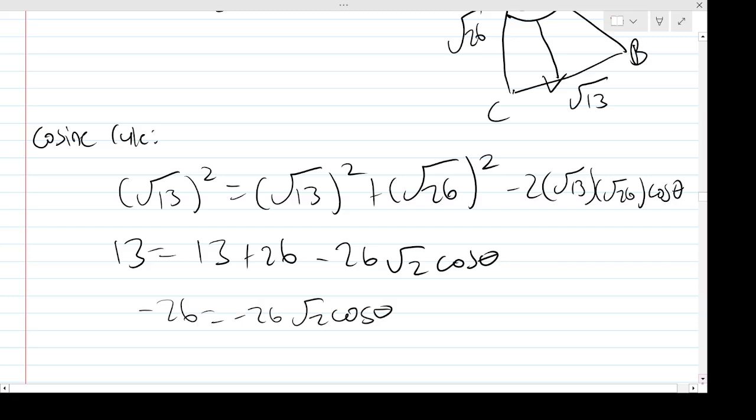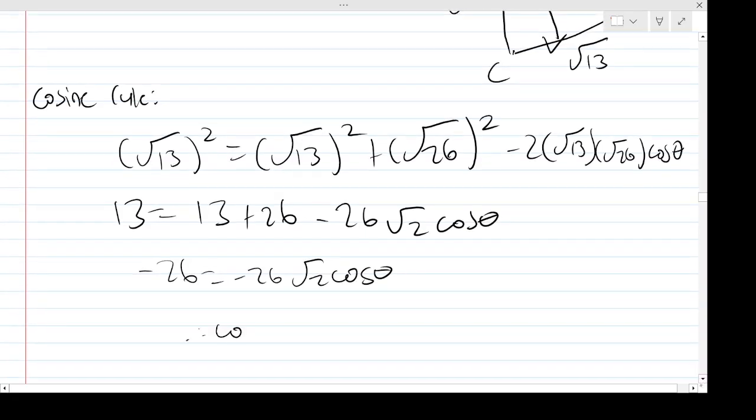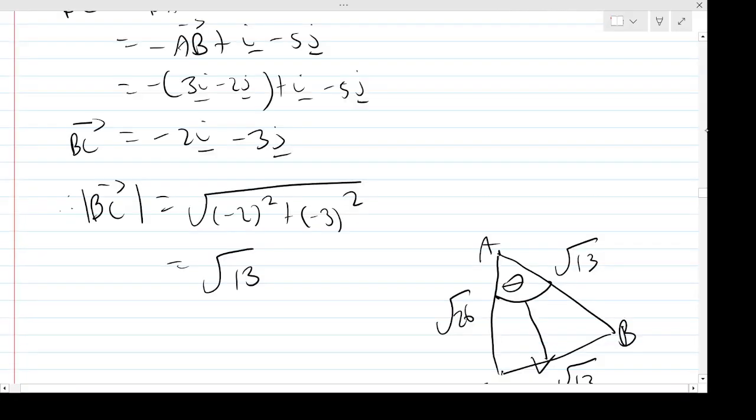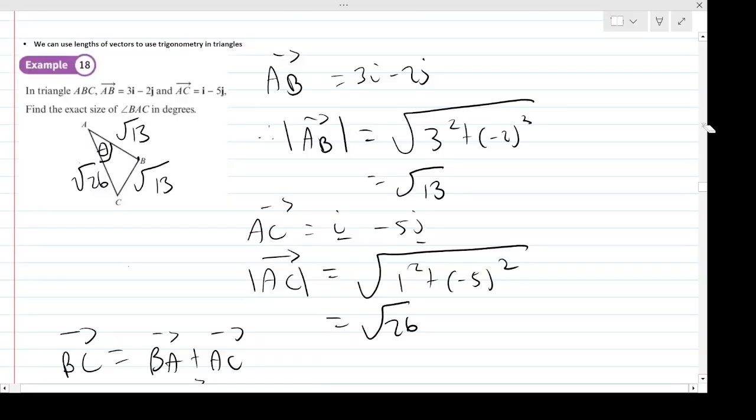So if I divide by 26 root 2, I get cosine of theta. It's minus 26 over minus 26 root 2. That would be 1 over root 2. And then if I do inverse cos, I get theta to be 45 degrees. And there we are. So that's the angle. Cool. So again, as you can see, once you find the sides by using the magnitude of the vectors, it just becomes a standard trigonometry problem.